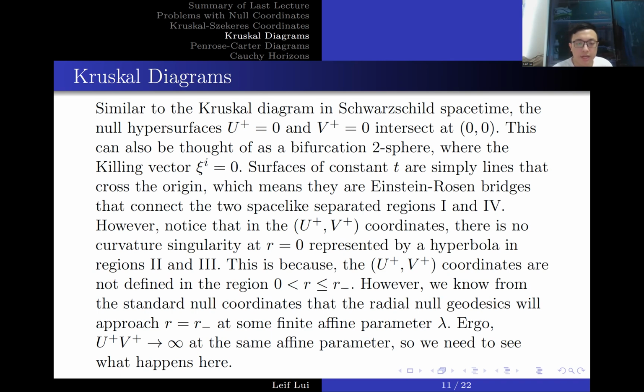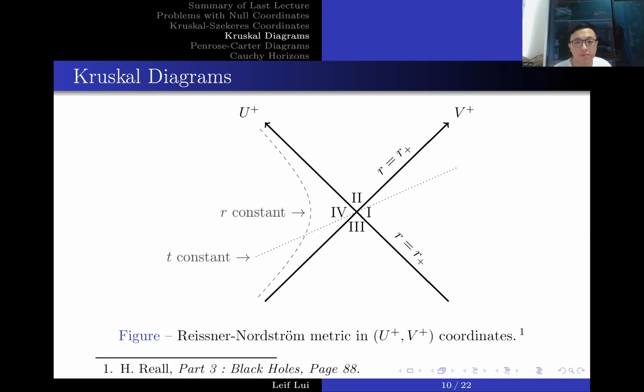However, notice that in the u plus and v plus coordinates, there is no curvature singularity at r equals 0, represented by a hyperbola in the regions 2 and 3. This is not at all similar to the Schwarzschild case, where there are two hyperbolas. You may remember there are two hyperbolas here for r equals 0. I think when I drew it in the upper region, but it doesn't really matter. It depends how you define your axes. For Rial's lecture notes, he draws it on the sides.